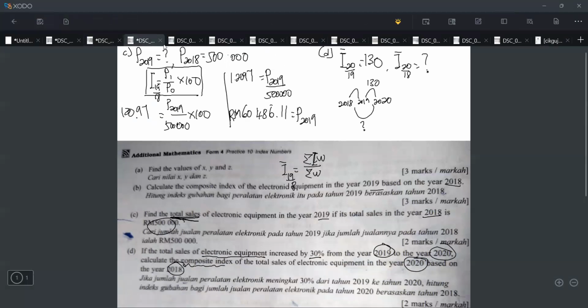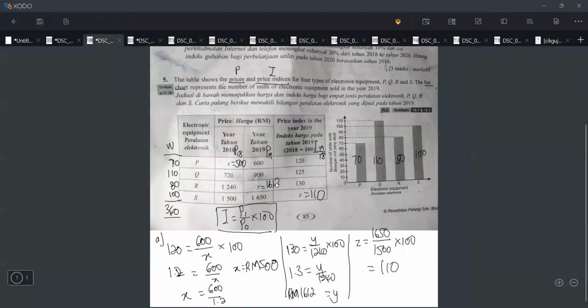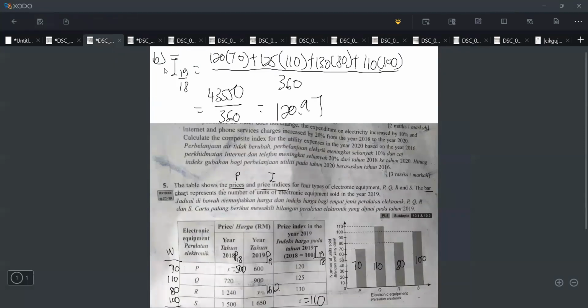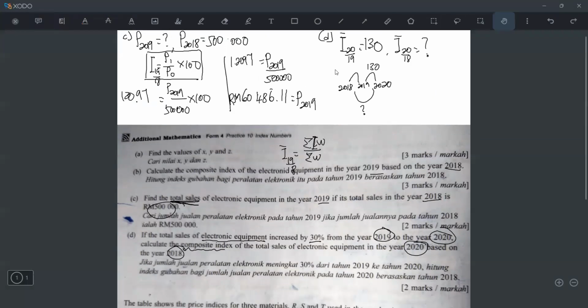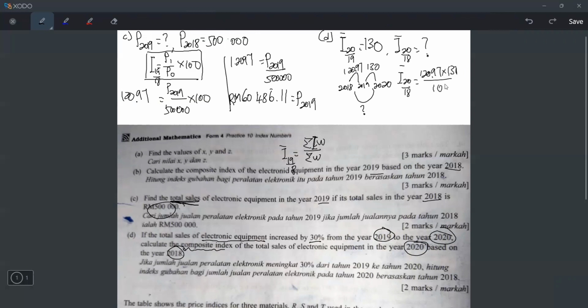Let's go back to the table. I cannot take any of these values, same reason. Why? Because the question never mentioned P, Q, R, S. Means I have to take the average for 19 over 18. And what's the average of 19 over 18? 120.97. So what is the 20 over 18 punya composite index? I write composite index for 20 over 18 equals these both numbers times together, 120.97 times 130 divided by 100. Right? So let's tekan what you get.